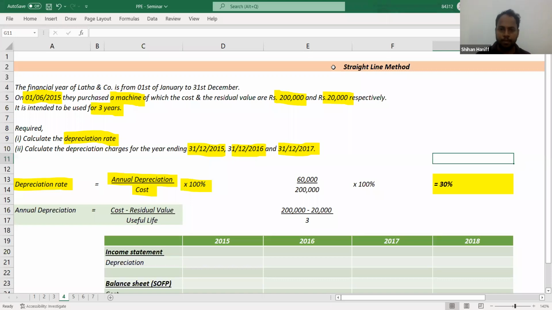30%. Right, so that's very simple. Cost minus residual value divided by useful lifetime is the annual depreciation.